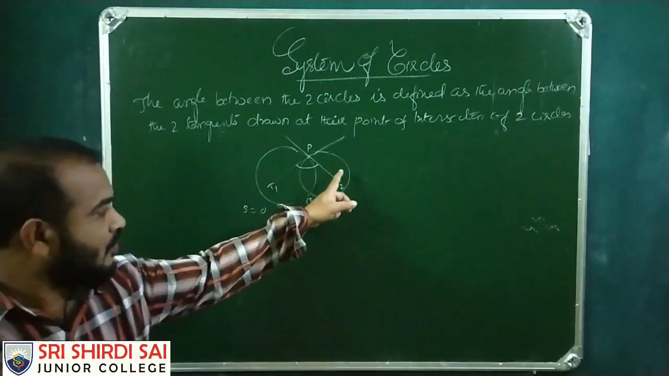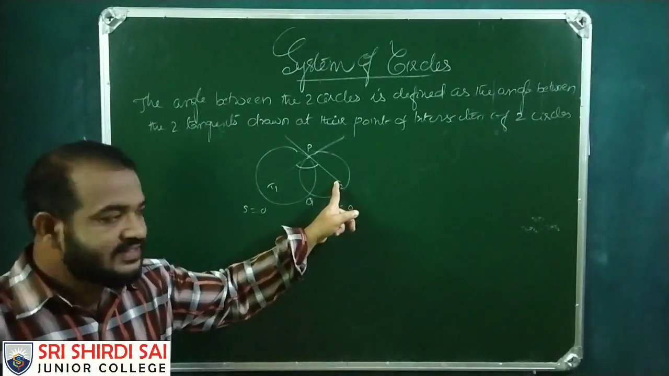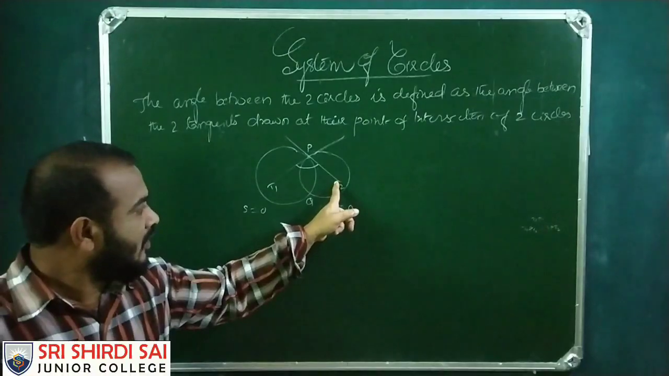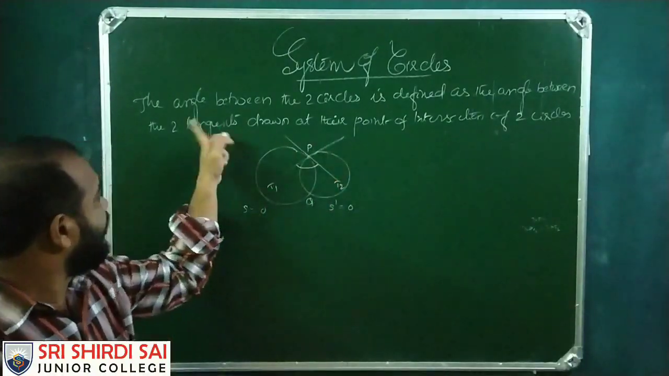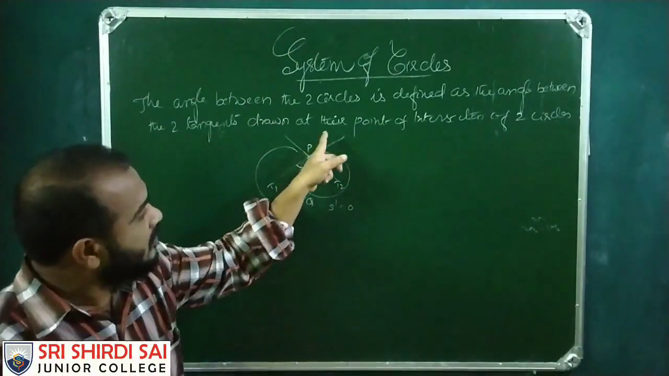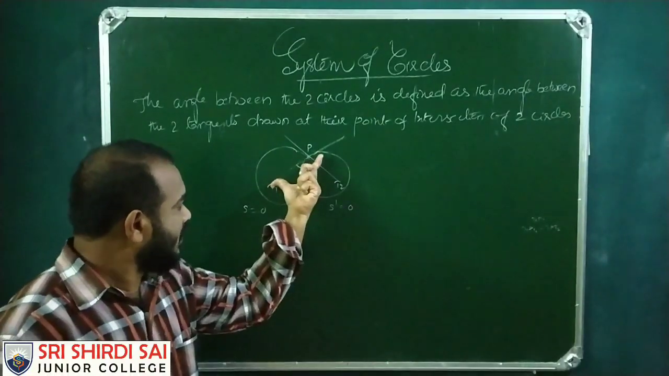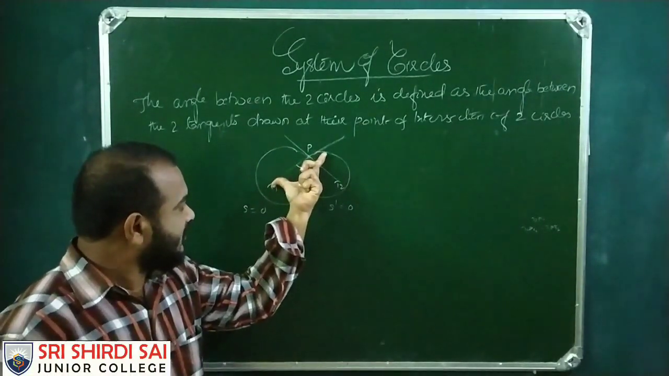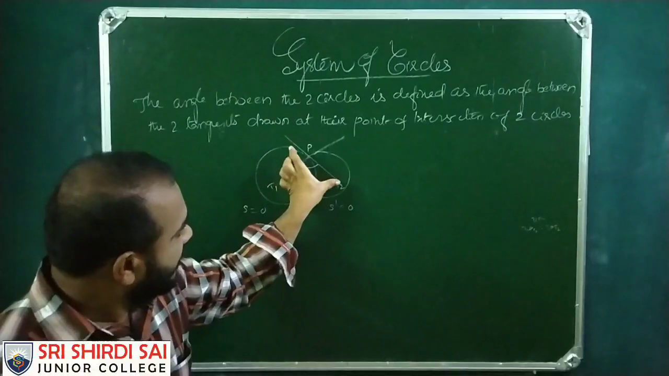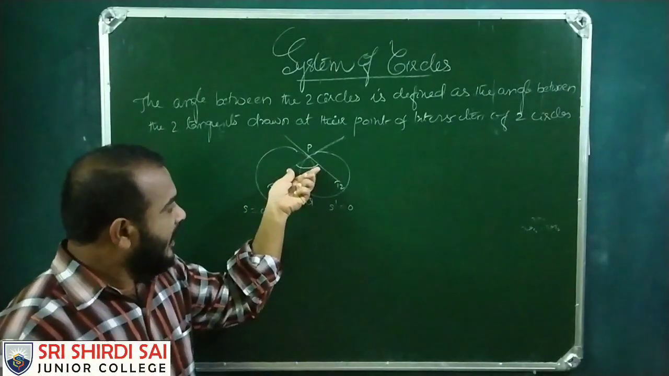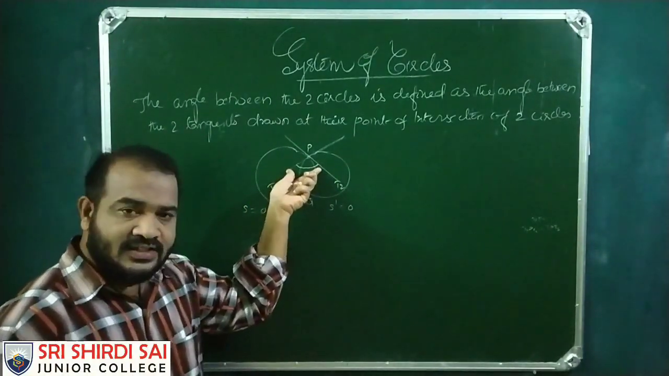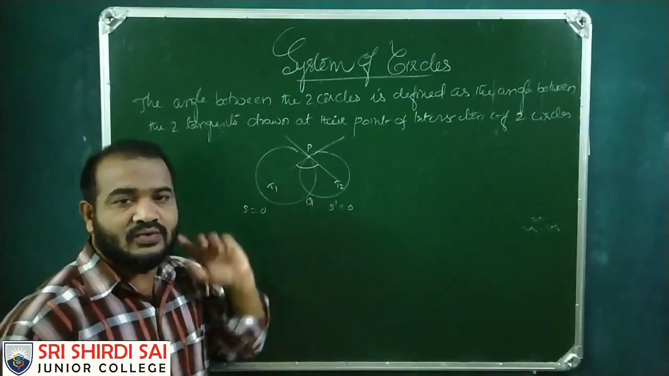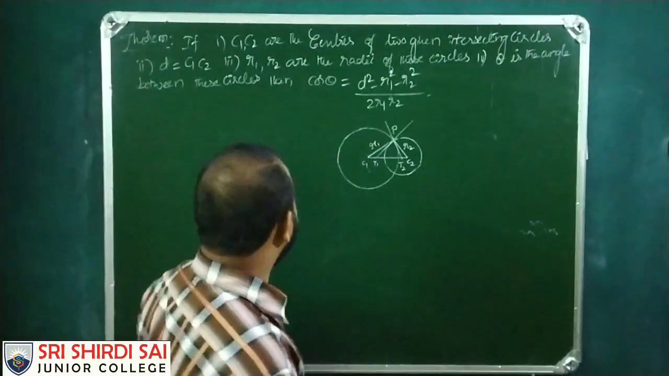The angle between the two circles is defined as the angle between the tangents drawn at their point of intersection. So this is the tangent of one circle and this is the tangent of another circle. The angle between these two tangents is nothing but the angle between the two circles. Let us see this theorem.